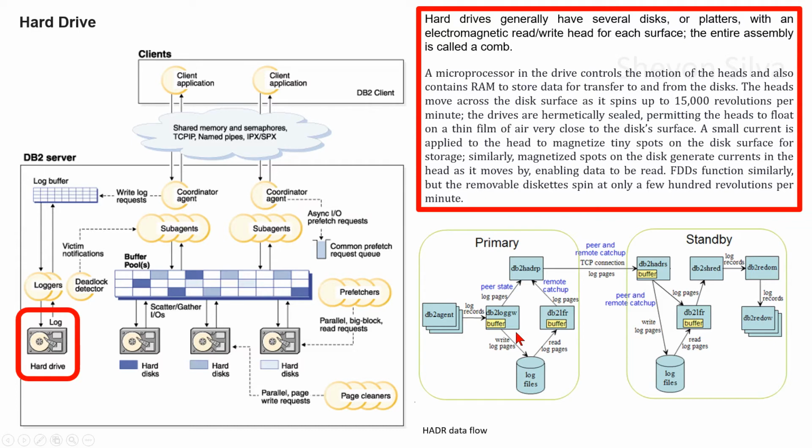DB2 LOGGW, thread that writes log records to log files, one per database. DB2 HADRP, HADR primary side EDU, one per database. DB2 HADRS, HADR standby side EDU, one per database. DB2 LFR, log file reader thread, one per database.